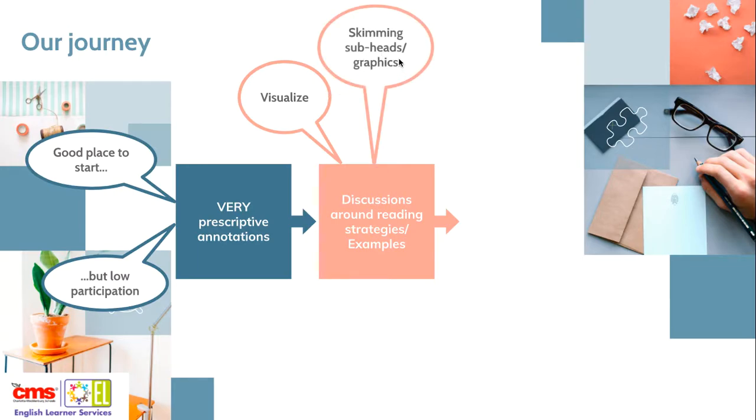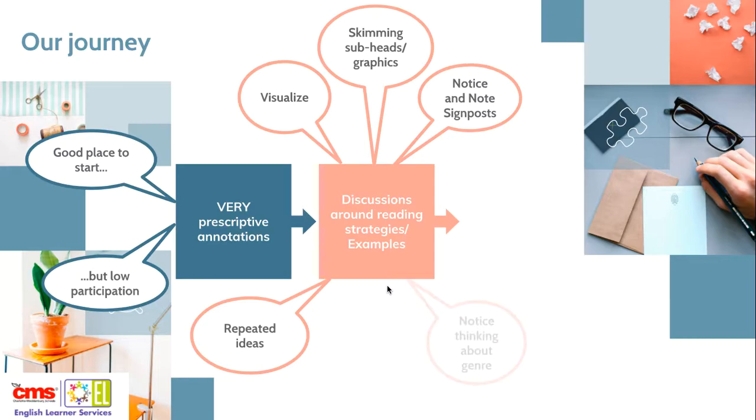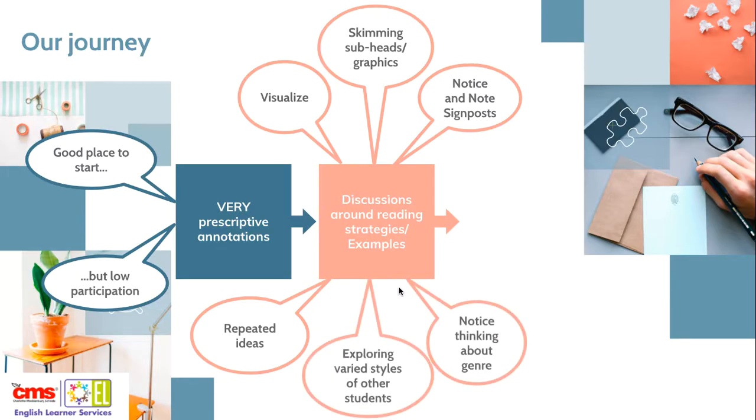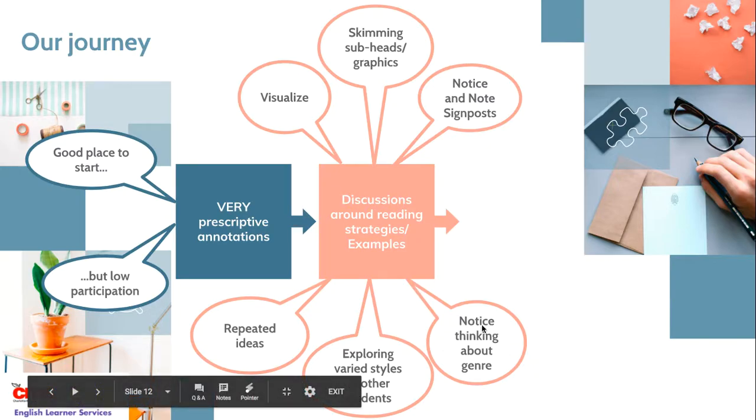Skimming subheads and graphics. Some kids really need to kind of get a feel for what that whole text is going to look like before they dig into the text. Notice and note signposts, repeated ideas, thinking about genre, and exploring varied styles of other students. Now, this thinking about genre piece on a different level might be very successful with biology.